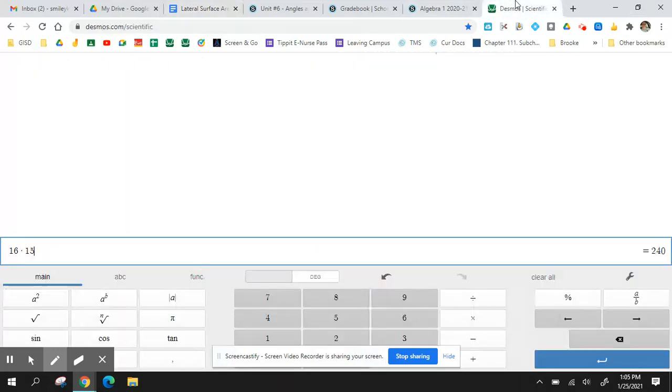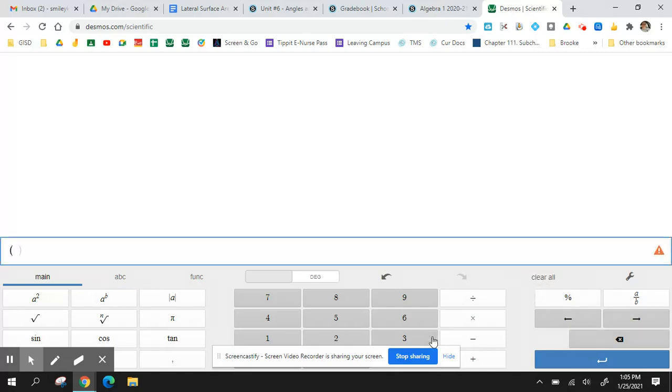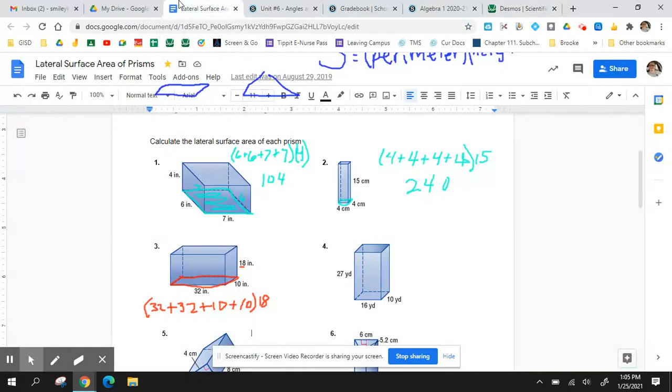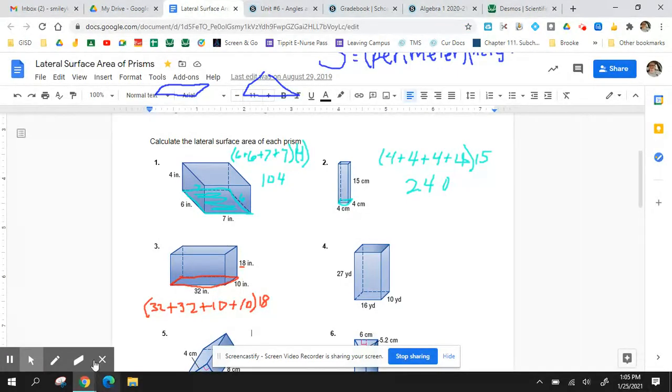So I'm going to go in here to Desmos, and I'm going to clear all this. I'm going to say 32 plus 32 plus 10 plus 10, and I'm going to close the parentheses. And do you remember what we're multiplying by? 18. And we get 1,512. So I'll go back to my marker here, and 1,512. All right, so not so bad.